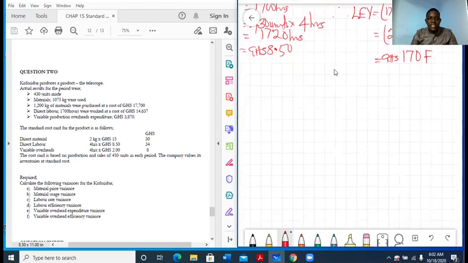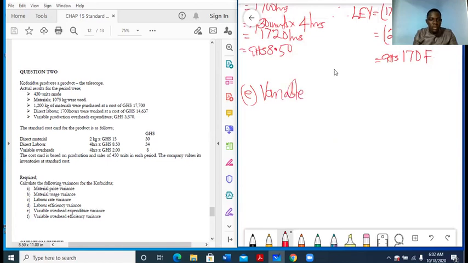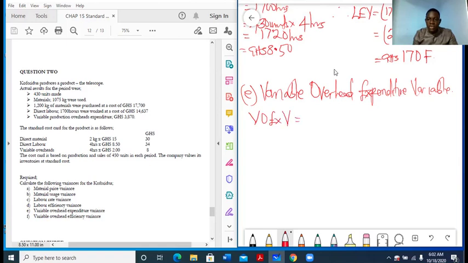Now the next is for us to determine the variable overhead expenditure variance. Good. So variable overhead expenditure variance, that is VOEX variance, is equal to the actual rate minus the standard rate measured at the actual hours.